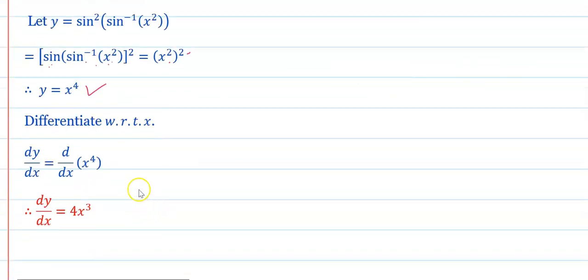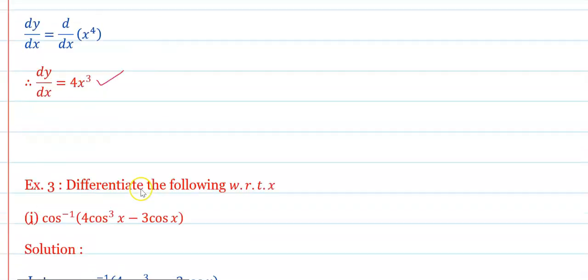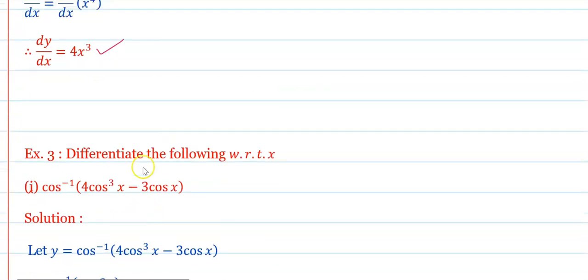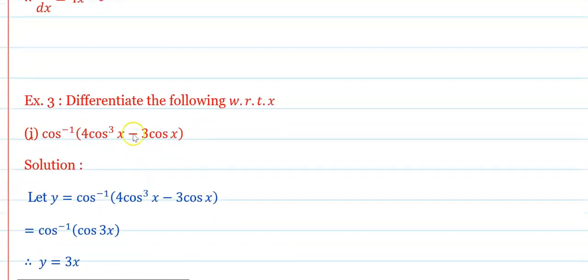Similarly y is equal to x raised to 4. Differentiate with respect to x, that is d/dx of x raised to 4. It's 4x cube. So dy by dx is equal to 4x cube, and hence the answer is 4x cube. Next, differentiate the following with respect to x.